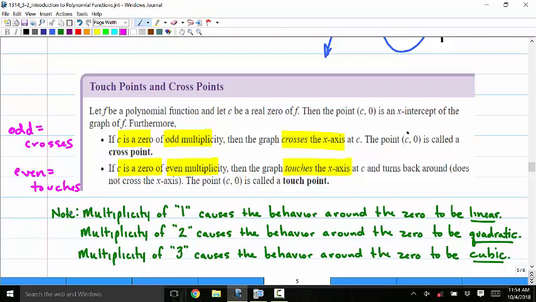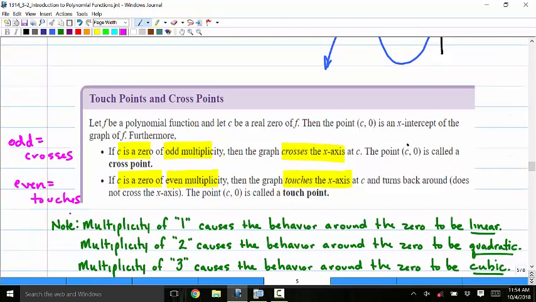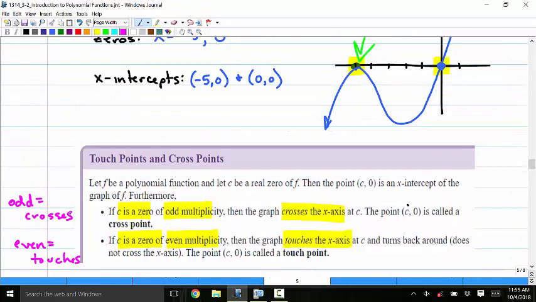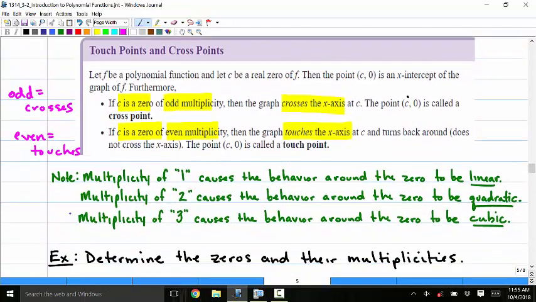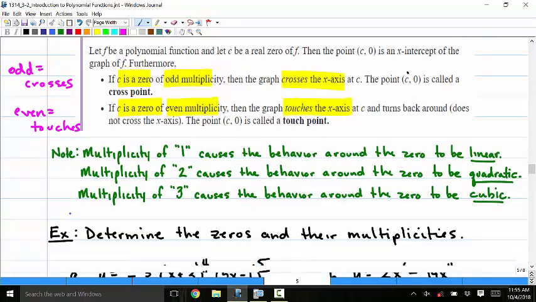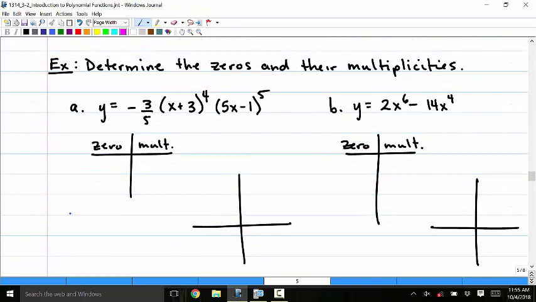Whereas if the multiplicity is 2, it's going to cause the behavior to look more like a quadratic. Like this. That's a quadratic. If the multiplicity is 3, it causes it to look more like a cubic. And we'll go look in a minute. Let me let you catch up.